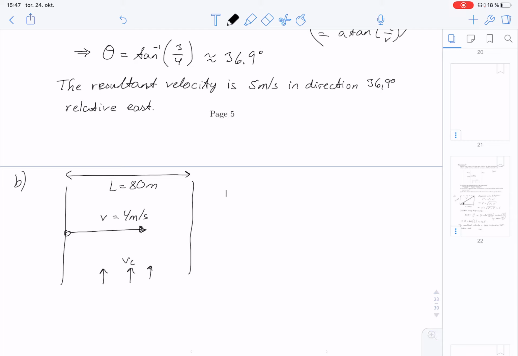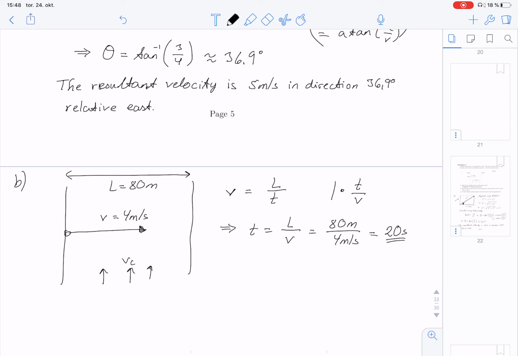So our velocity would be our length divided by the time. You could see it by, if you have 5 meters per second, you need to have the length divided by the time. So what were we asked for? We were asked for the time. So if we multiply with t and divide by v on both sides, we get t equal to L over v, which would be 80 meters divided by 4 meters per second. So it takes only 20 seconds.